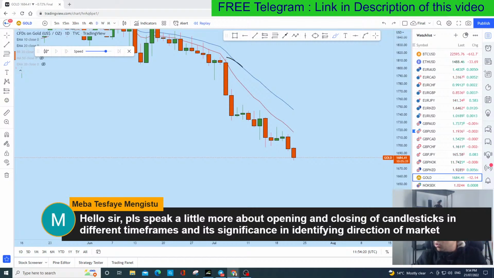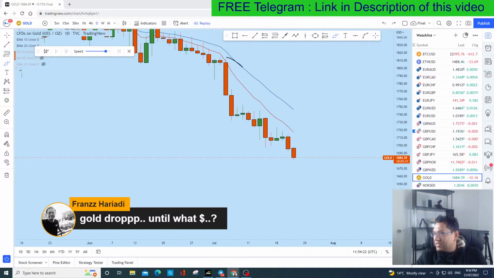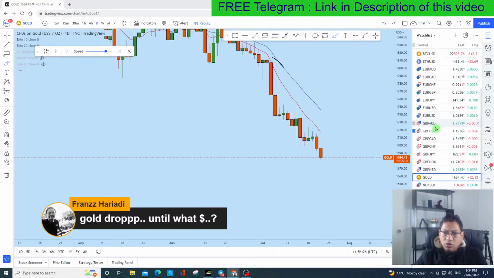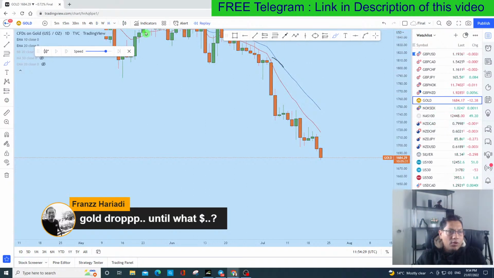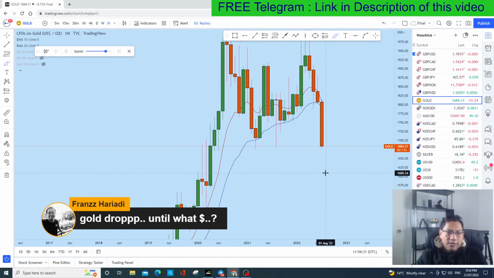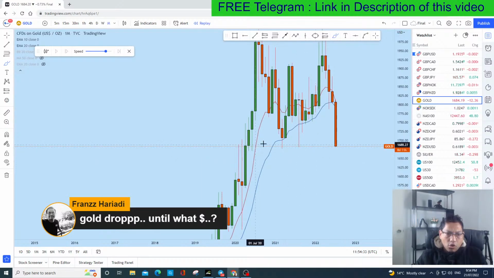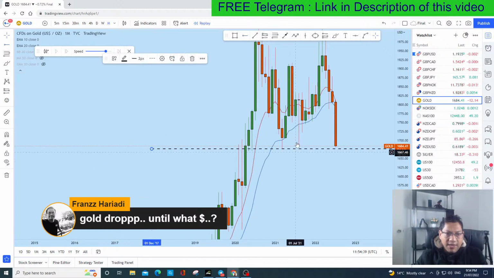Friends ask: gold drops until what dollar? No one can say until what dollar, but what I think is that if you look at the monthly, it might cross this monthly support, then might create a long wick candle like that, and then it might go for a retracement to the upside. That's what I think.